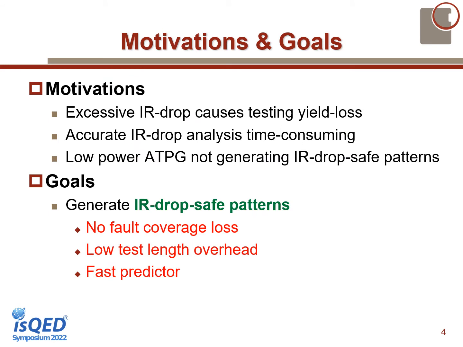To sum up, there are three motivations of our work. First, excessive IR drop causes testing yield loss. Second, accurate IR drop analysis is time-consuming. Third, previous techniques, such as low-power ATPG, did not generate IR drop safe patterns as we want. The goal of our work is to generate IR drop safe patterns. We aim at no fault coverage loss, low test length overhead, and fast IR drop prediction.